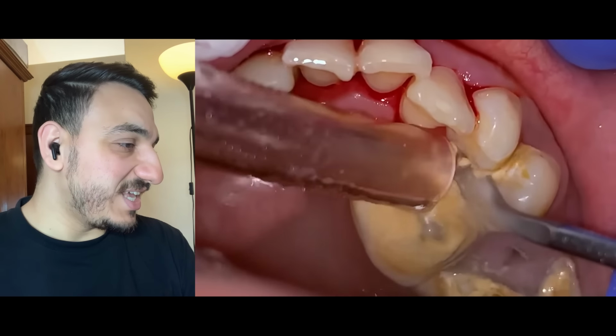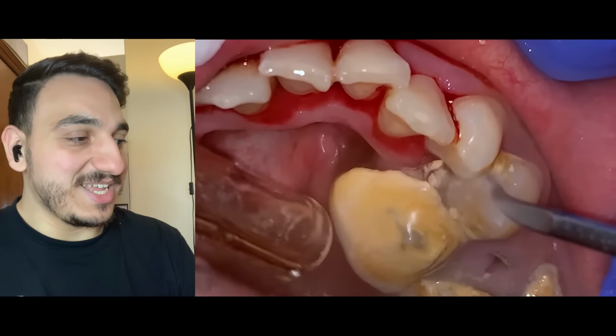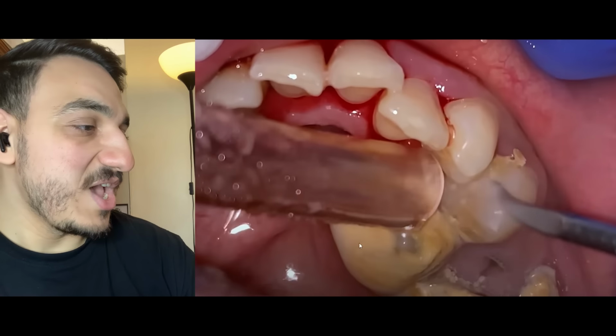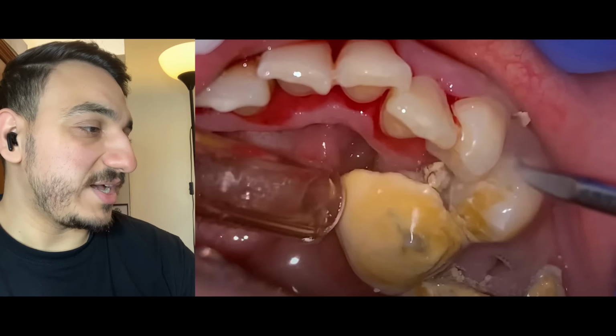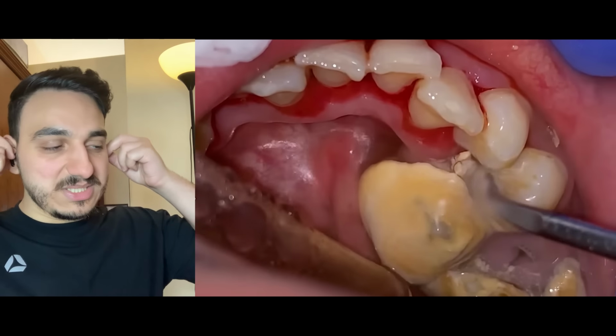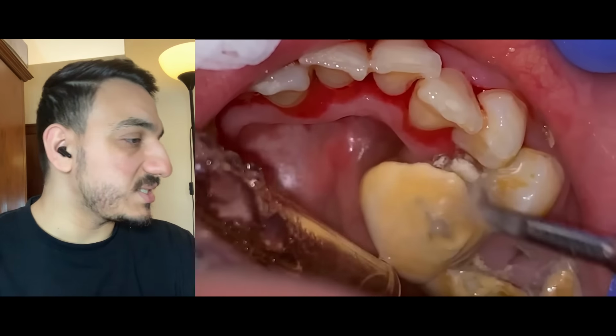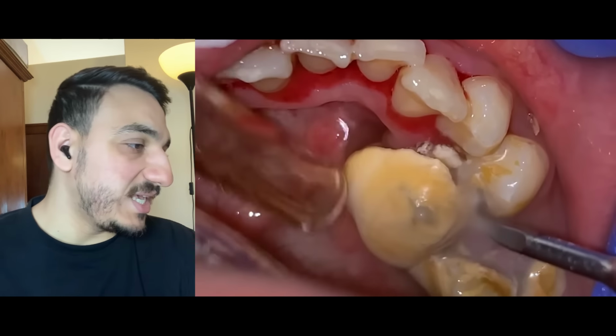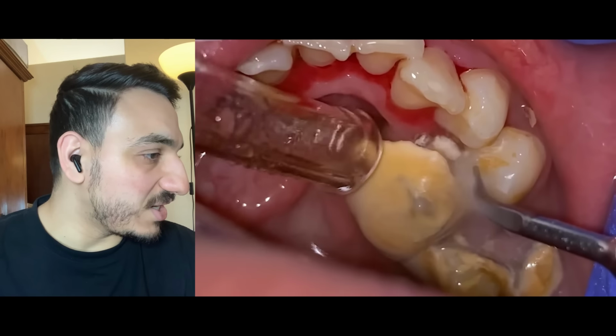This looks really interesting. I'm actually interested in seeing what is inside this because we have some gap here. So either the person has some missing teeth or some displaced teeth or something. Let's see, it's all covered up with dental tartar and dental calculus.